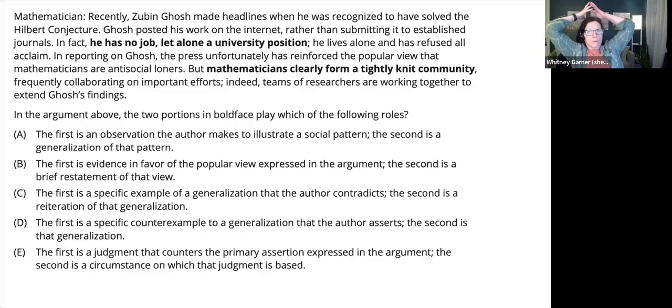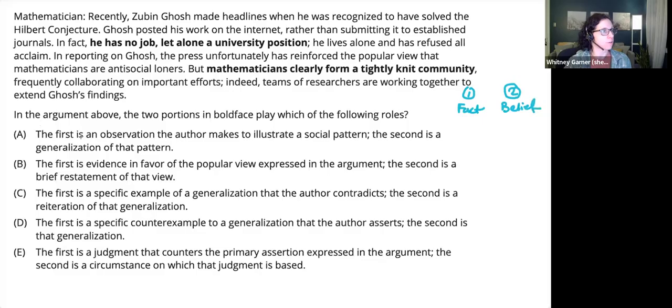Okay, so first bold, he has no job, let alone a university position. That's some sort of fact. Not really sure what it does, but it's certainly a fact. What about the second bold? Mathematicians clearly form a tightly knit community. Fact or belief? Yeah, if we have to say clearly, that usually means belief, right? If we have to say it, that usually means that it's not a fact. All right, so belief or opinion.